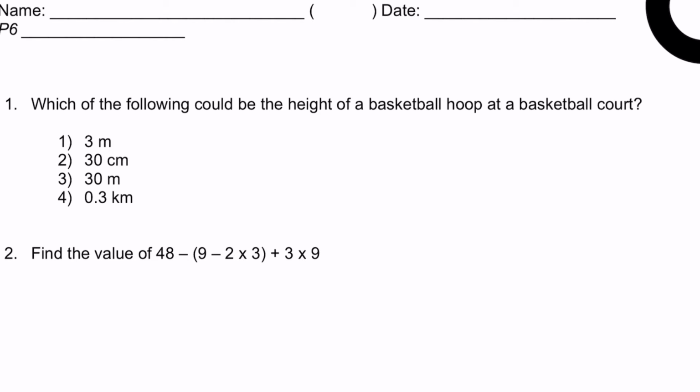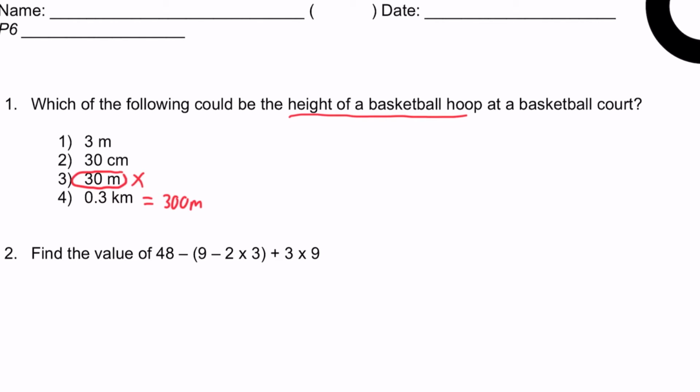Number 1. Which of the following could be the height of a basketball hoop at a basketball court? So let's take a look. 0.3 kilometer, we'll change it to meter, which equals 300 meter. Think of your meter ruler, the yellow meter ruler that you have in class. 30 of them. Could it be that long? That means you need a lot of strength to shoot the ball into the basketball hoop. So that's not the answer.